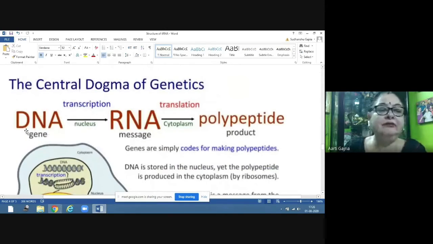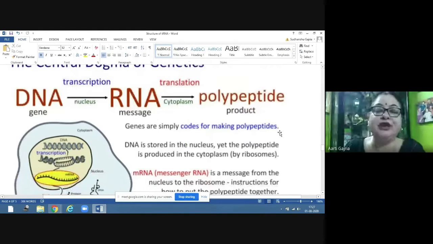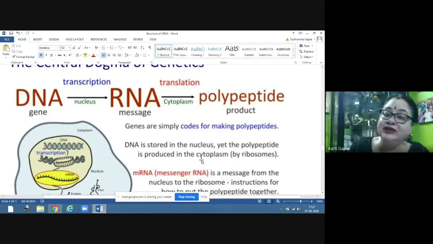Now this was the central dogma: DNA, transcription, RNA, messenger RNA, and this translation takes place in the cytoplasm. This takes place in the nucleus in case of eukaryotes. So genes are simply codes for making polypeptides. So what are genes? Genes are coding for proteins, polypeptides. And where is DNA stored? DNA is stored in the nucleus, yet the polypeptide is produced in the cytoplasm by the ribosomes.